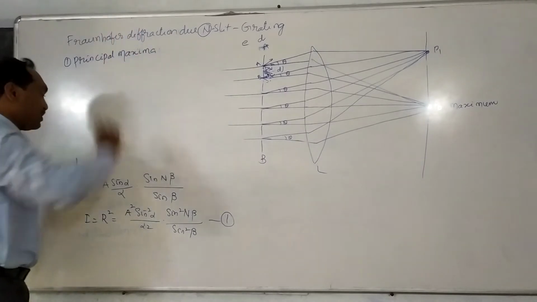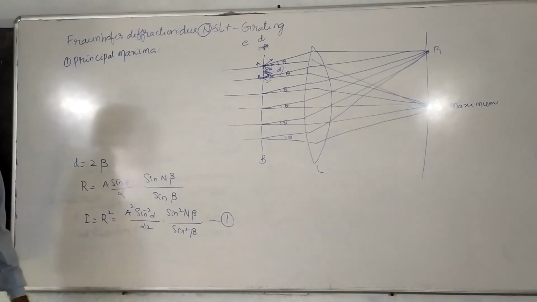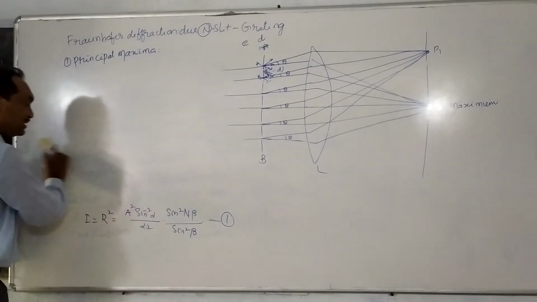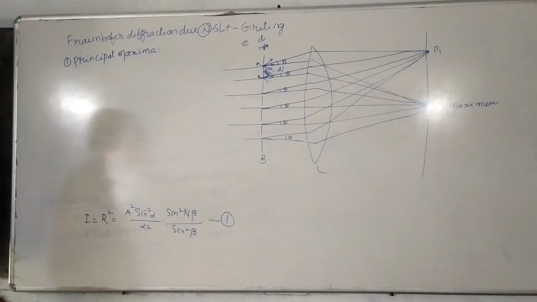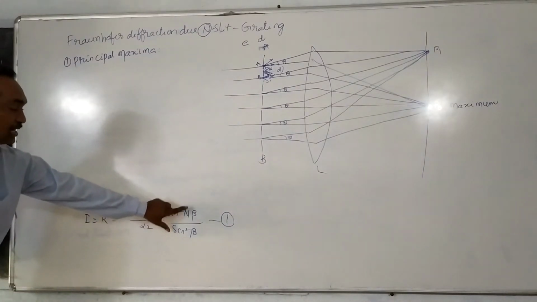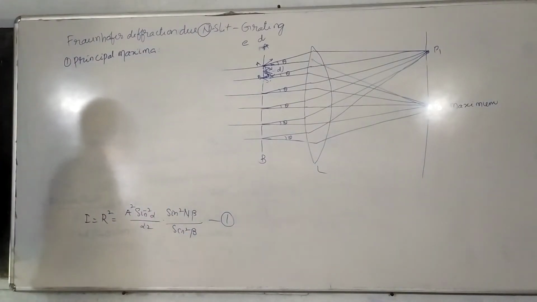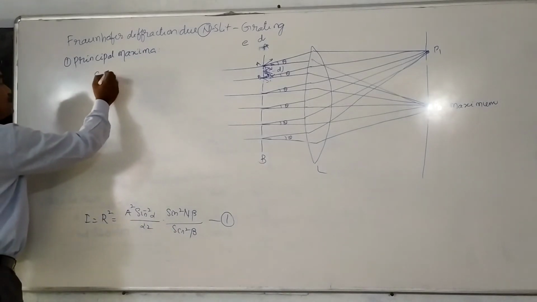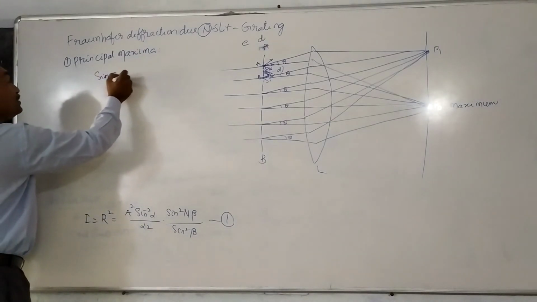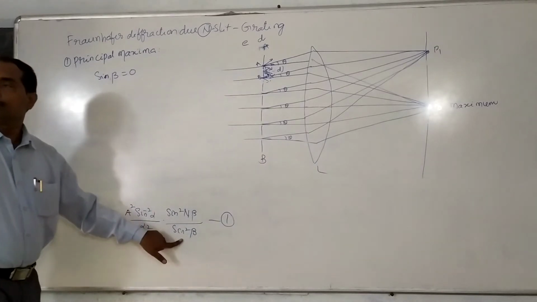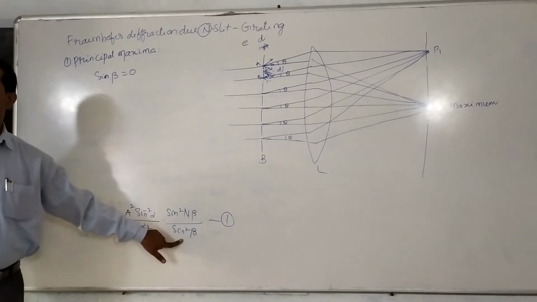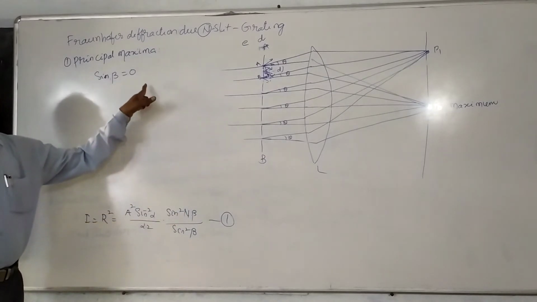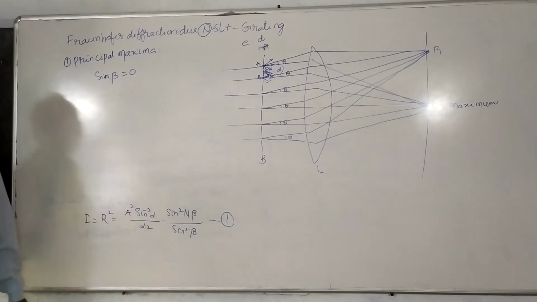What is this principal maxima? Maxima is nothing but the intensity is maximum. The intensity is maximum when this term is maximum. If sin beta is minimum, that is, if sin beta is equal to 0, the total value is maximum, so that the intensity is maximum. That is called principal maximum.